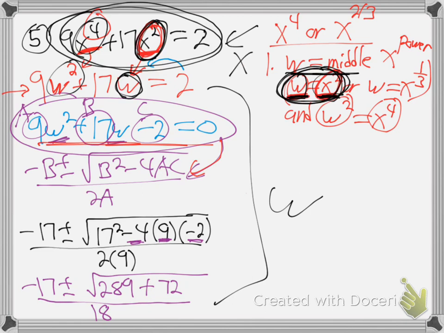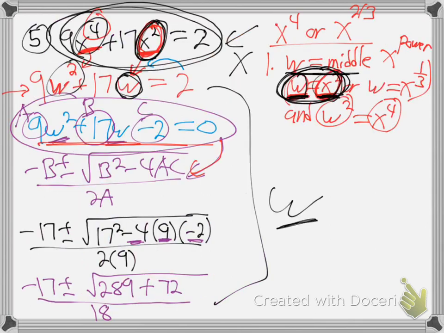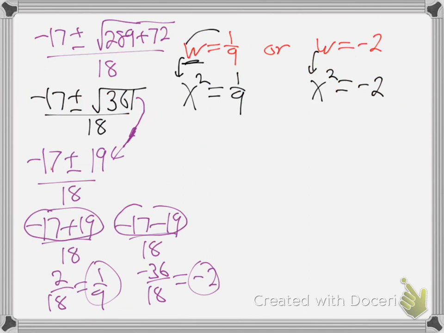We start with X, do W in the middle, go back to X at the end. W is X squared. That's what we did right there. So W is 1/9 means X squared is 1/9, and W negative 2 means X squared is negative 2. So now we finish up. How do you finish up X squared is 1/9? What do you do to solve?